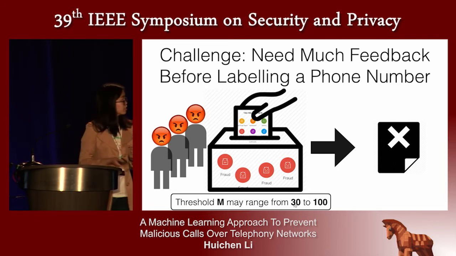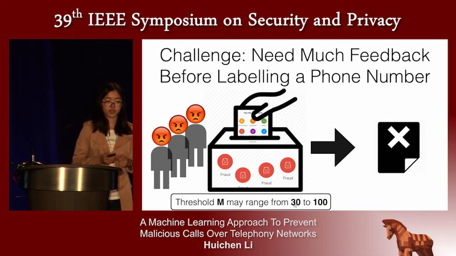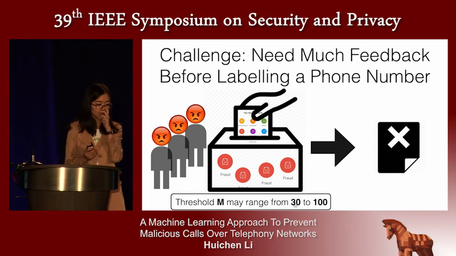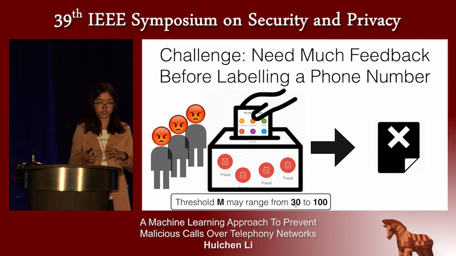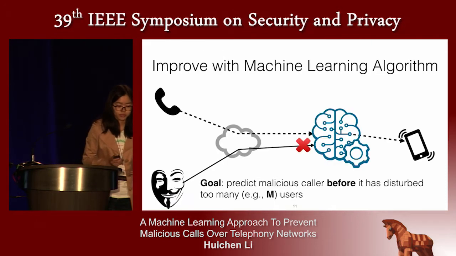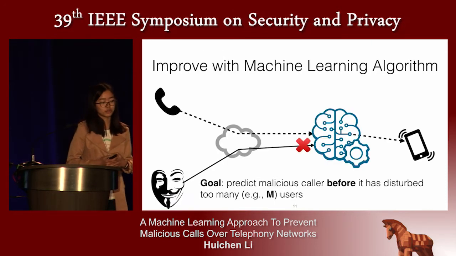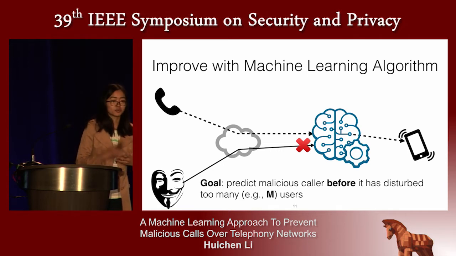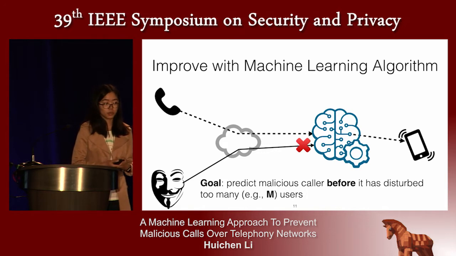Here, this threshold m may range from 30 to 100, so there will be 30 to 100 unblocked malicious calls. So we want to improve this with a machine learning algorithm, and we want to predict malicious calls before they have disturbed too many users.